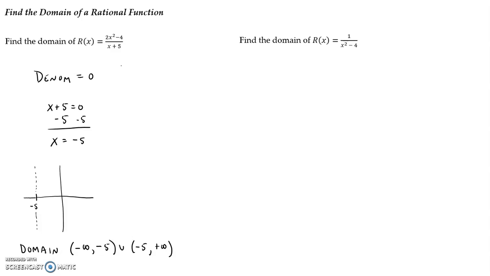Let's take a look at the second one. For this example, we've got r of x equals 1 on top and x squared minus 4 on the bottom. And same idea, we're asked to find the domain, so let's go ahead and take our denominator and we'll go ahead and set it equal to 0.